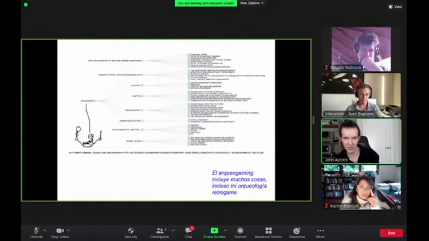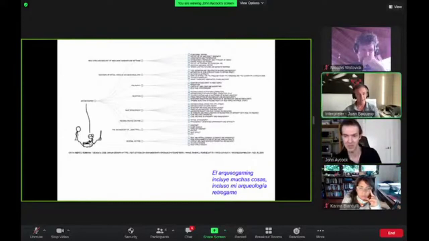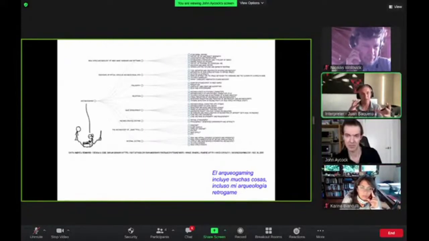What is archaeogaming? It is extremely inclusive, and this chart shows some of it. The chart is hard to read because archaeogaming includes so much. ¿Qué es archaeogaming entonces? Bueno, ellos desarrollaron este cuadro y es difícil de leer porque realmente incluye muchísimo.